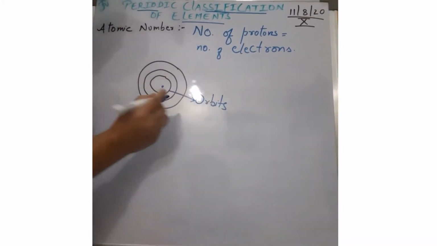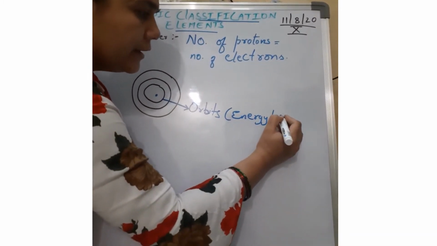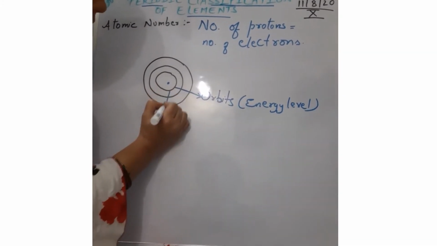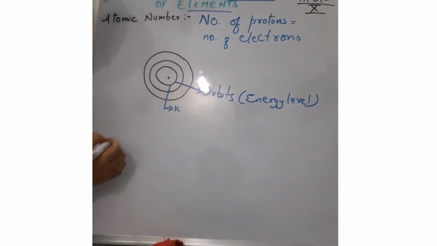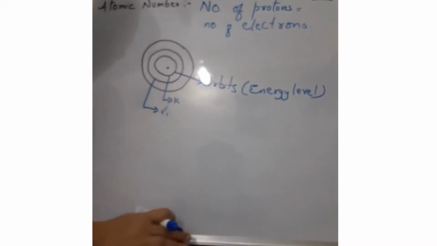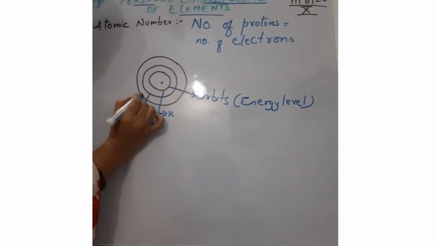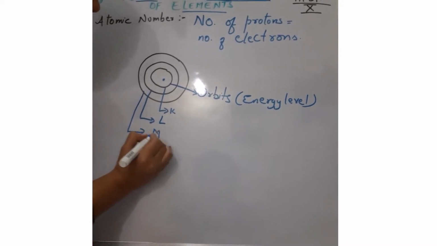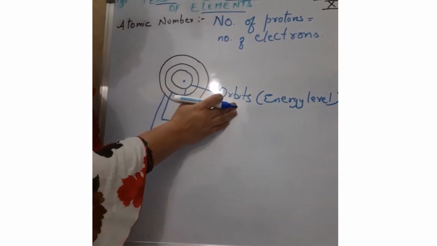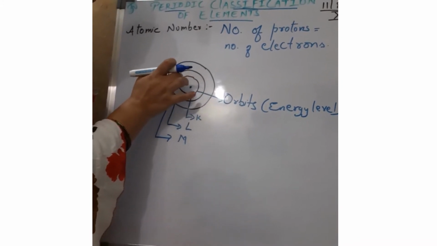Orbits are only energy levels, and each energy level is given a certain value. The innermost energy level is represented as K. Then the next to it is represented as L. We represent them in capital letters. And the next is represented as M, and so on. Now these orbits are the paths in which the electrons will be traveling.